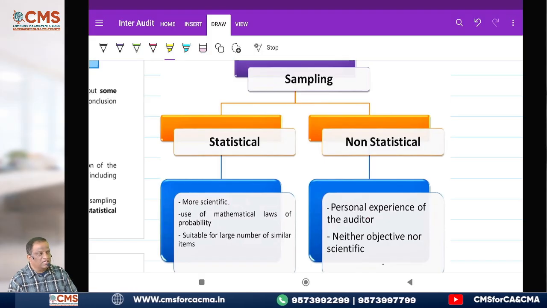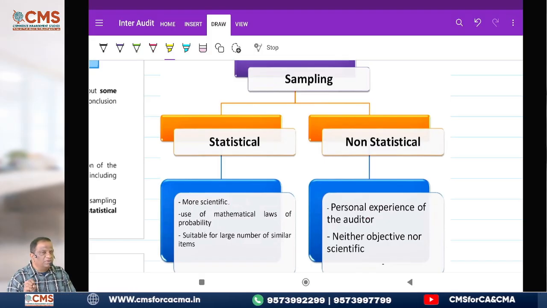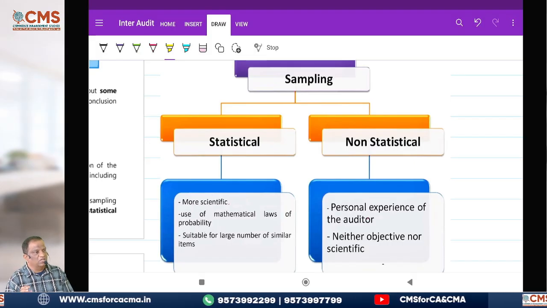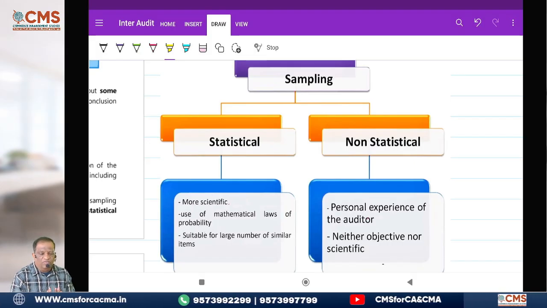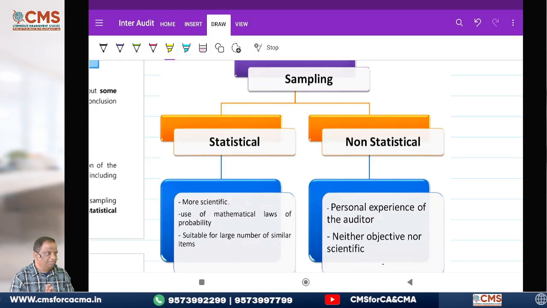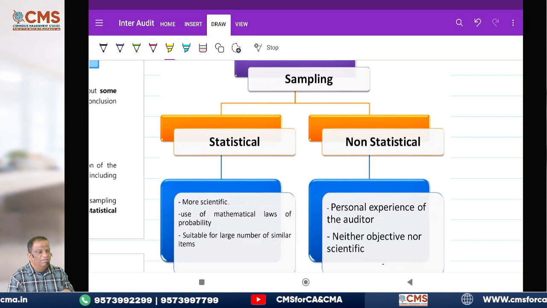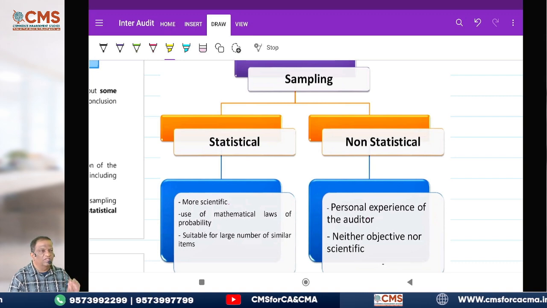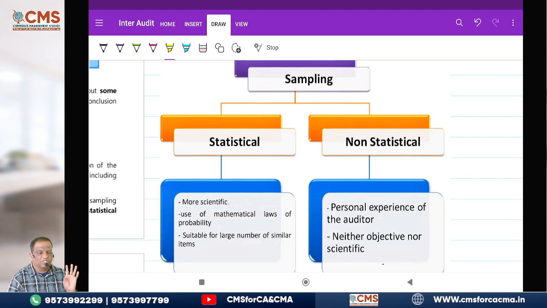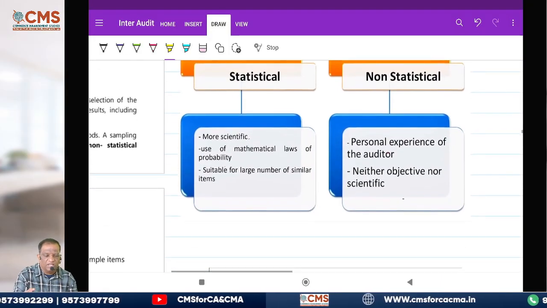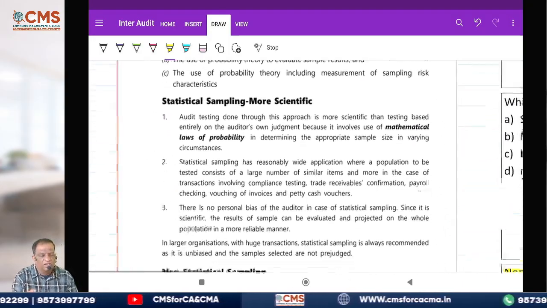Whereas under non-statistical, the auditor picks up the samples based on the personal experience of the auditor. So which is objective here? Which is objective and scientific? Statistical is more objective because it follows the rules and the knowledge of maths and stats. So these are the two methods of sampling that are available to the auditor.